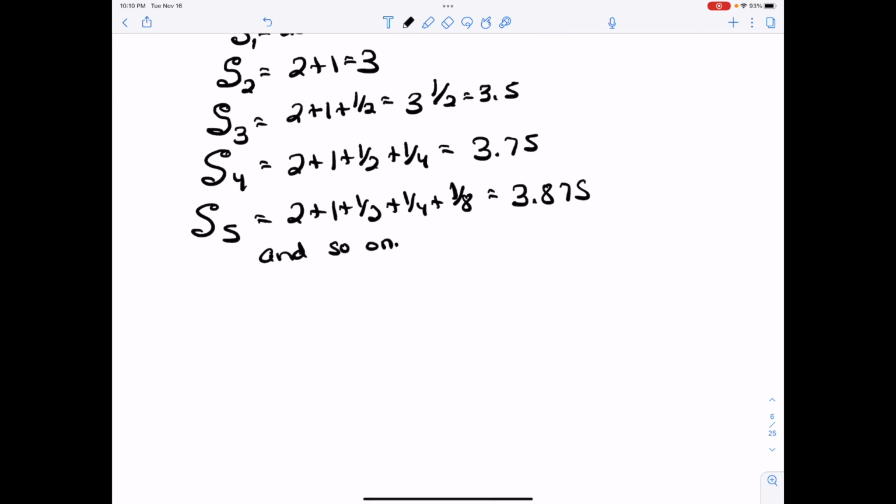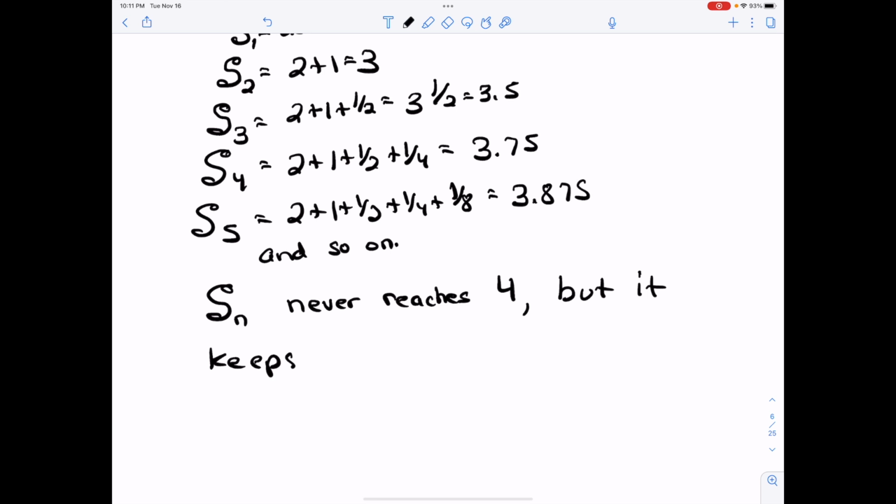So S sub n never reaches 4. It starts to get closer and closer to it, but you keep adding these smaller fractions. So you keep closing the distance by 1/2 basically, but you're never going to quite get there. So it never reaches 4, but it keeps getting closer.